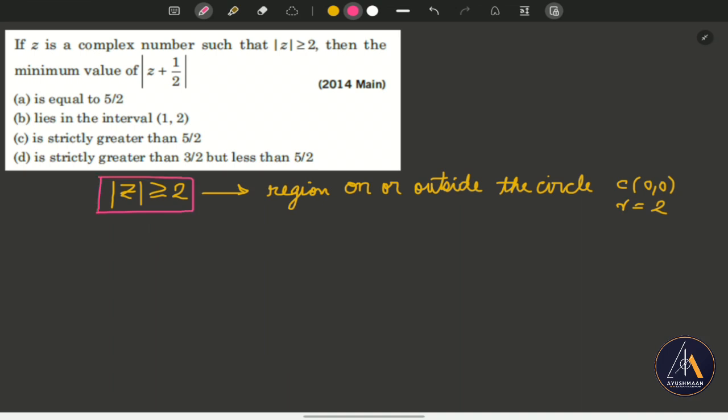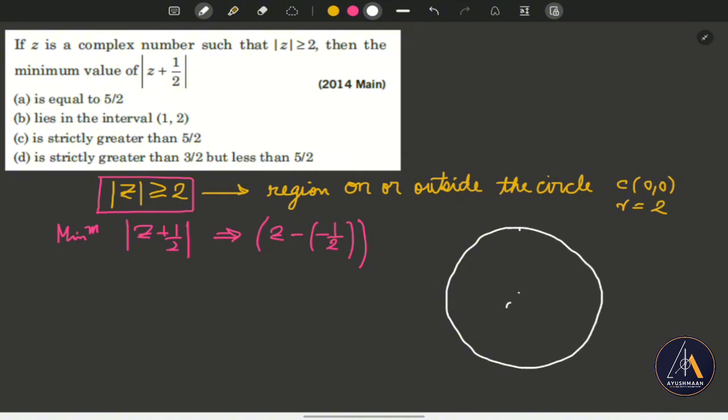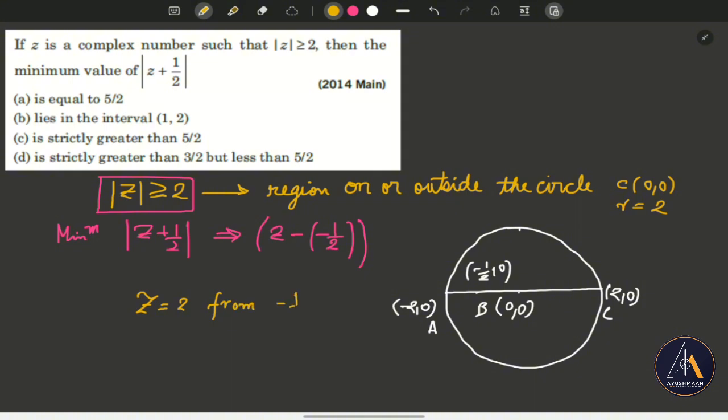So what we need to find? We need to find the minimum distance of z plus half, which means z minus (minus half). If you draw the circle, this is a circle having center (0, 0) and radius 2 units. This is (2, 0), and this point is (-2, 0). Another point will be (-half, 0). So A, B, and C. We need to find the minimum distance of |z| = 2 from (-half, 0).